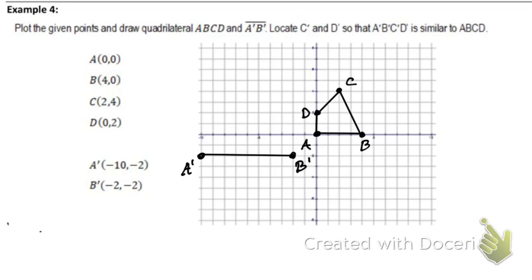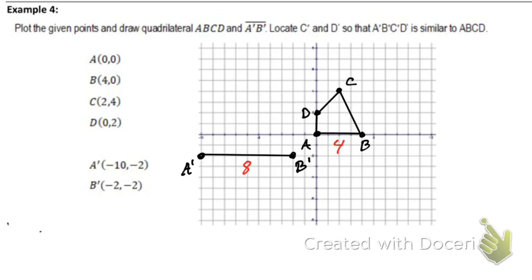So A to B in our original shape was 4 units long. Make that red. A prime to B prime is now 1, 2, 3, 4, 5, 6, 7, 8 units long. That means this shape is exactly twice the size of this one, which means each element from this shape must be twice as big over here. So we're just going to look at lengths.